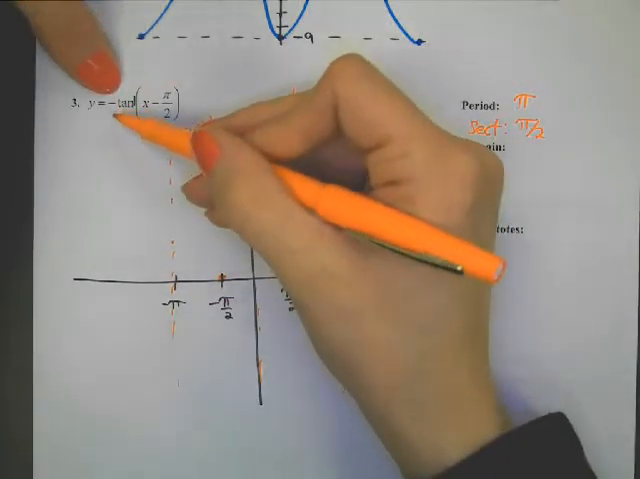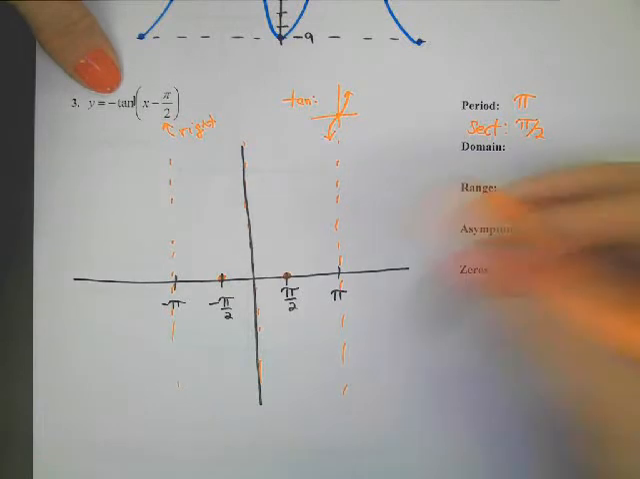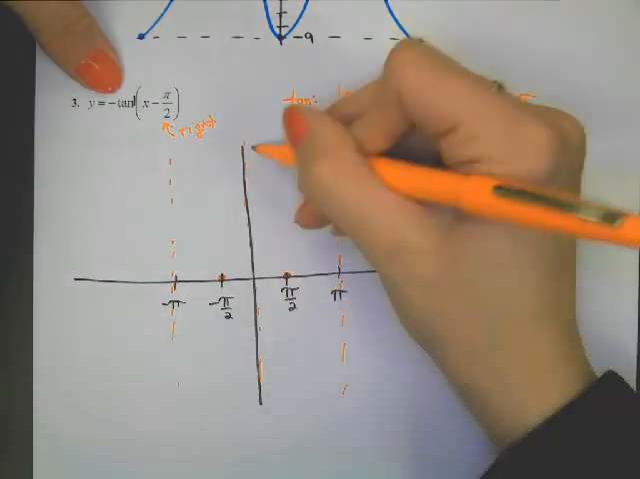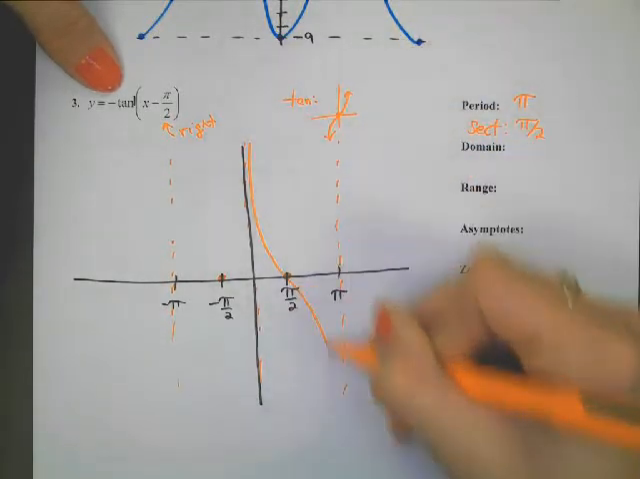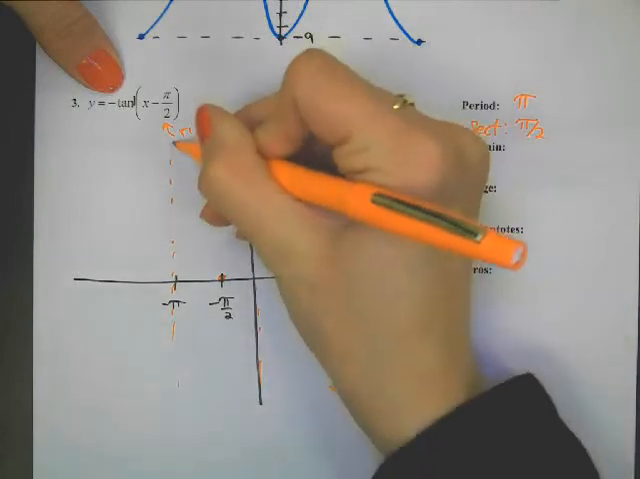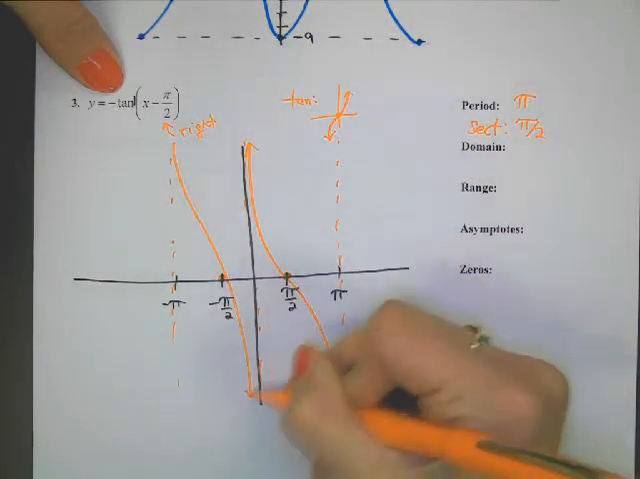Now, since there's a negative, I'm going to have to reflect this over the x-axis. So instead of going up, up, up to the right, it's going to go down, down, down to the right. Start on the left, down, down, down to the right.